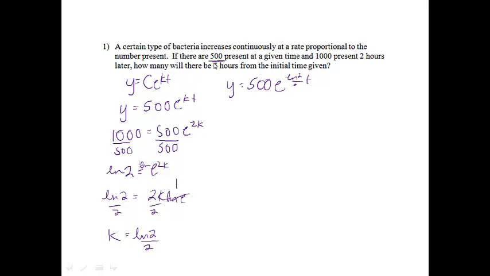How many will there be 5 hours from the initial time given? 5 hours is a time, so I'm going to put that in for the t. That gives e to the ln 2 over 2 times 5. If I plug that all in my calculator, I should get an answer of 2828.427, and then my label would be bacteria. Please notice that I did go out to 3 places on this problem.